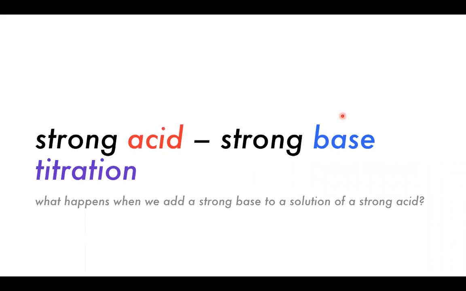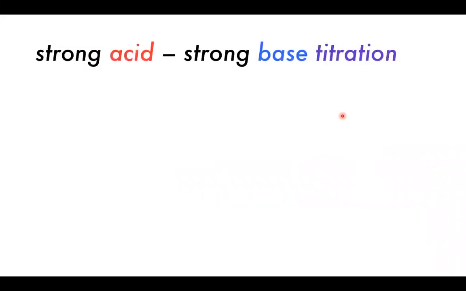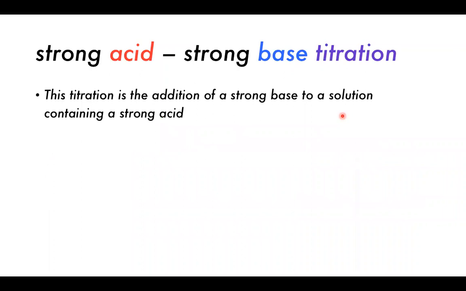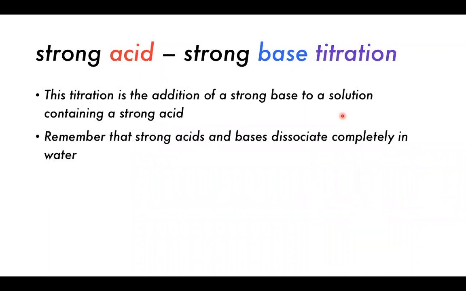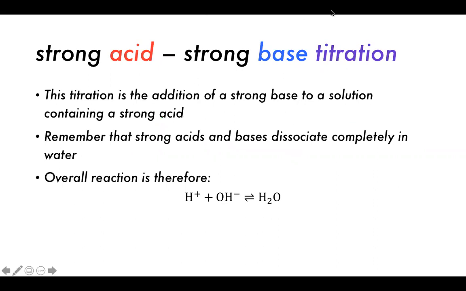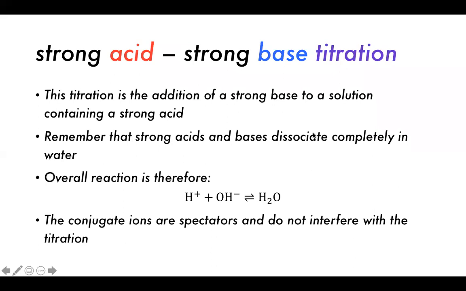So what happens when we add a strong base to a solution of a strong acid? So the titration is the addition of strong base to a solution containing a strong acid. And remember that strong acids and bases dissociate completely in water. And so the overall reaction is therefore H plus plus OH minus gives H2O. So acid plus base gives water. So the conjugate ions are spectators and do not interfere with the titration.